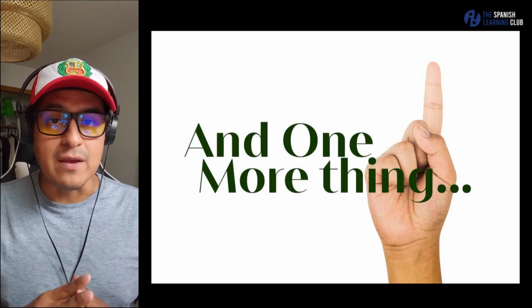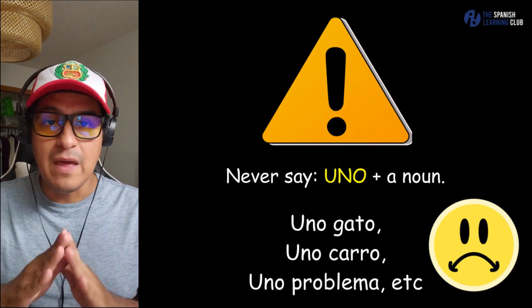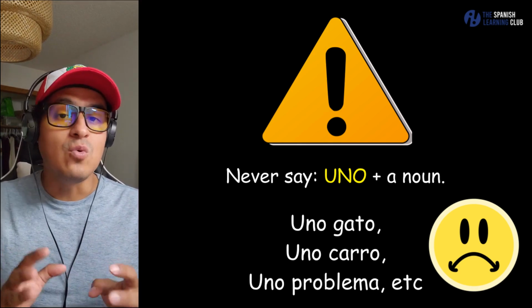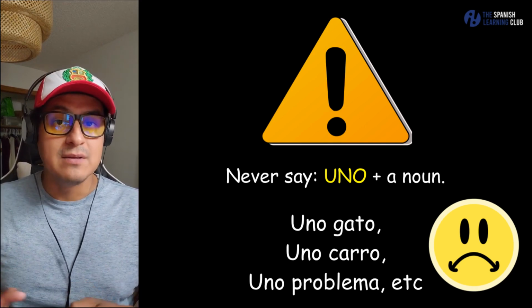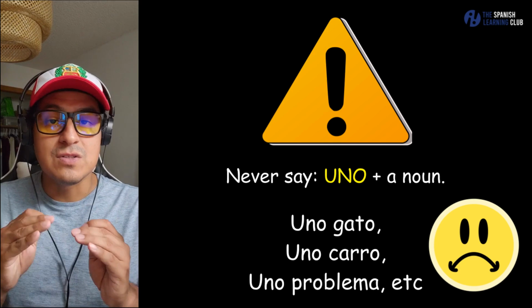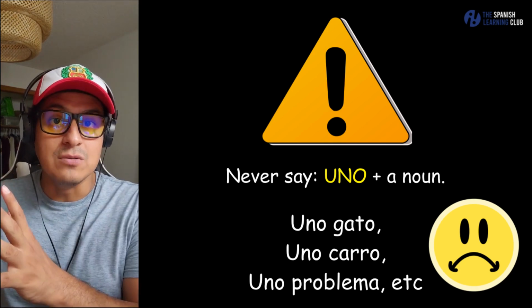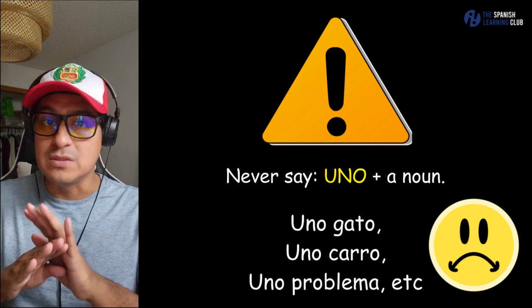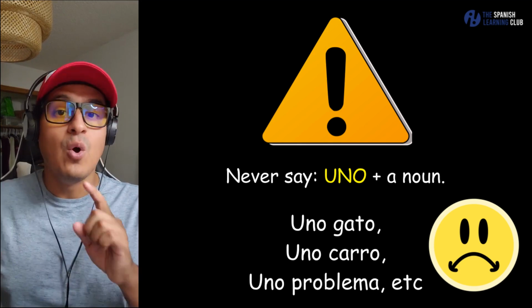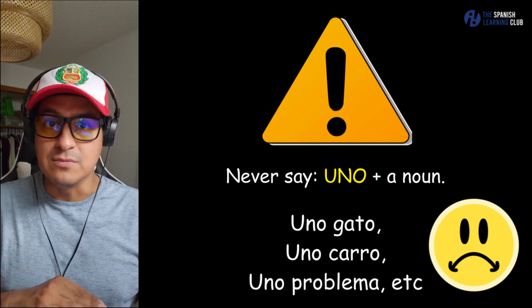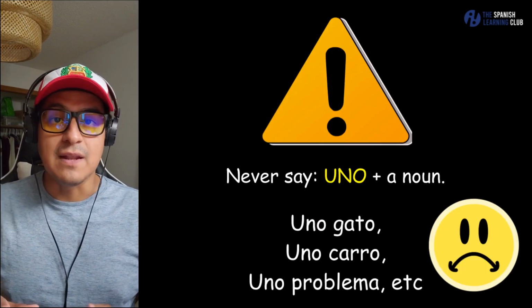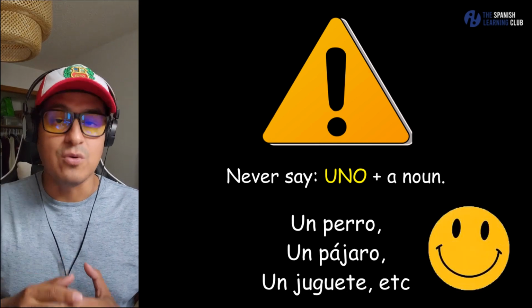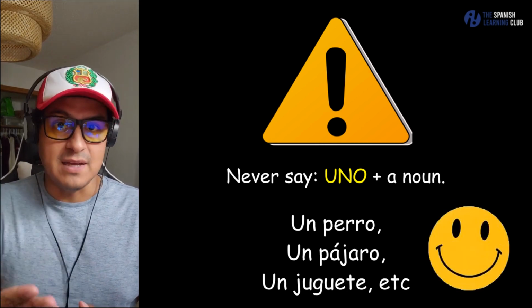And one more little thing. Never, ever, I mean nunca, say something like uno gato, uno carro, uno problema, etc. Never say uno plus a noun. Uno does not go next to a noun. Un does, but uno no. Again, never say something like uno perro, uno pájaro, uno juguete. No, it's un perro, un pájaro, un juguete, etc.